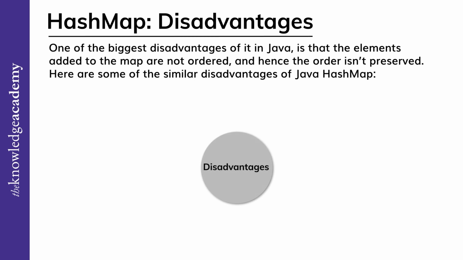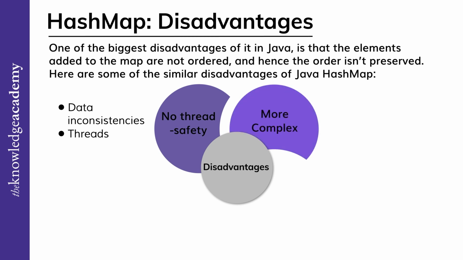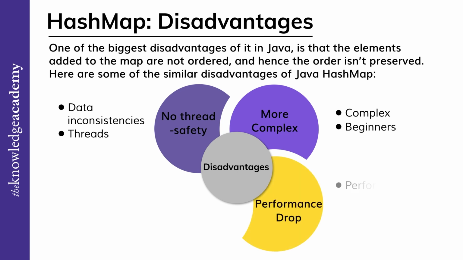Here are some of the similar disadvantages of Java HashMap. A. No thread safety. Data inconsistencies in Java increase if multiple threads access it simultaneously, thus, they are not thread safe. B. More complex. Compared to the simple list or array, HashMaps can be more complex to comprehend in Java. This is especially true for beginners. C. Performance drop. Performance degradation is a very real possibility. Sometimes due to poor implementation of the hashing function or a high load factor, the performance can be affected.